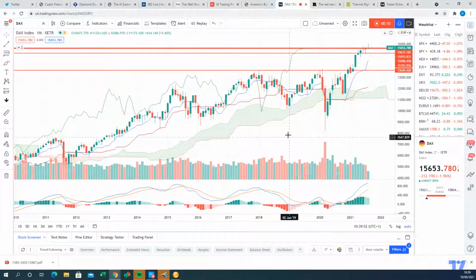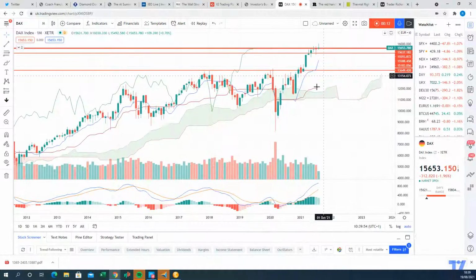We're going to start with the very big picture analysis, looking at the monthly. We can see the Xetra Dax is quite extended from the top end of the cloud here. Every time it rallies, it gets extended from the top end of the cloud. There's a brief correction, rally, brief correction, rally. Now it's ripe for a brief correction.